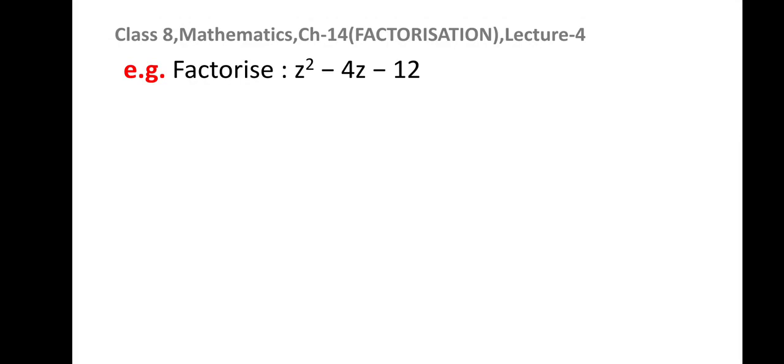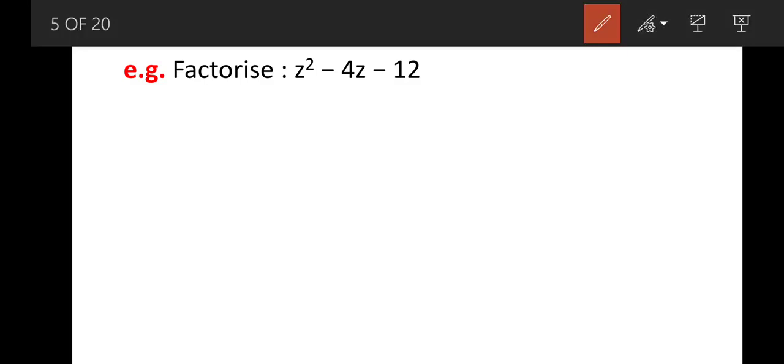Here I have taken an expression, that is z square minus 4z minus 12. Now, dear children, as you all have seen that I have compared the expression, that is x square plus px plus q, to x square plus a plus b into x plus ab. So what is q here? This is minus 12. So the product of the integers, that is ab, should be minus 12. And the sum of those two integers should be minus 4.